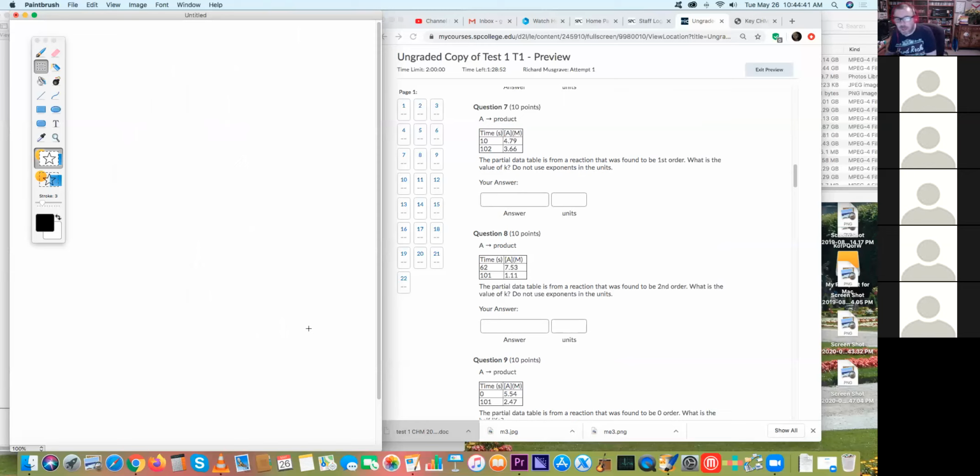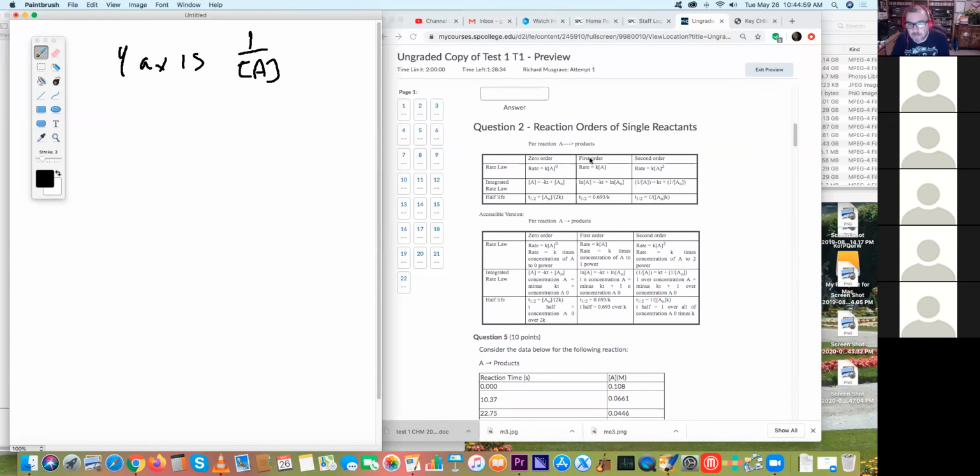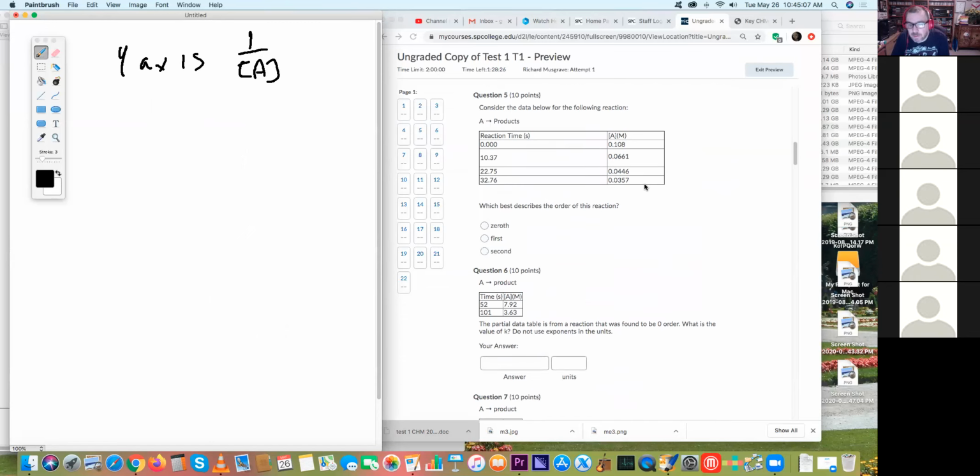So for number 8, the partial data table is of a reaction of second order. So the y-axis here for number 8 is going to be 1 over A. And again, we know that from the table. There it is there, 1 over A is the y value. Remember, this is y equals mx plus b. These are y values here. So the y value is 1 over A.